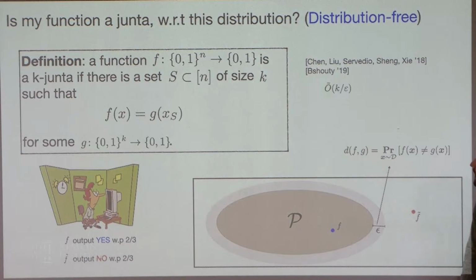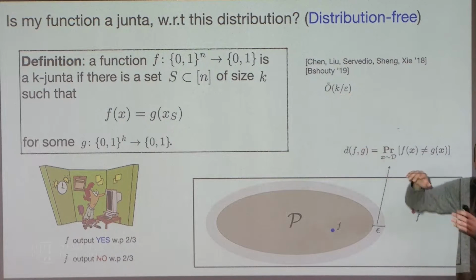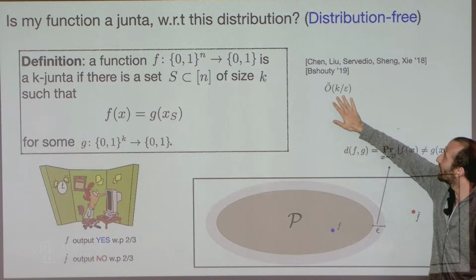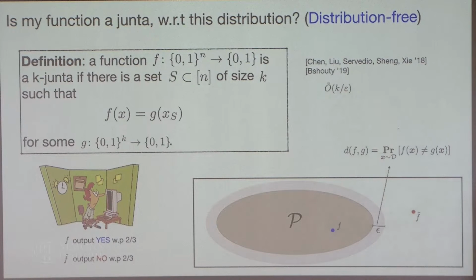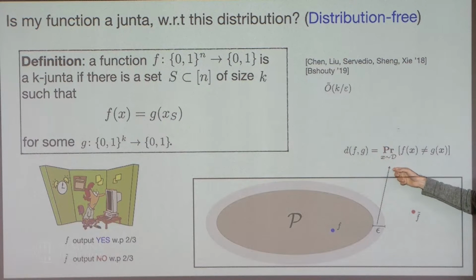There were two recent papers on distribution-free junta testing, where, perhaps surprisingly, I forget exactly what the logarithmic factors are, but essentially you can get the same complexity as when you know the uniform distribution, under a distribution-free model, even without knowing the distribution that you care about. But the guarantee that you get on epsilon is with respect to this unknown distribution.